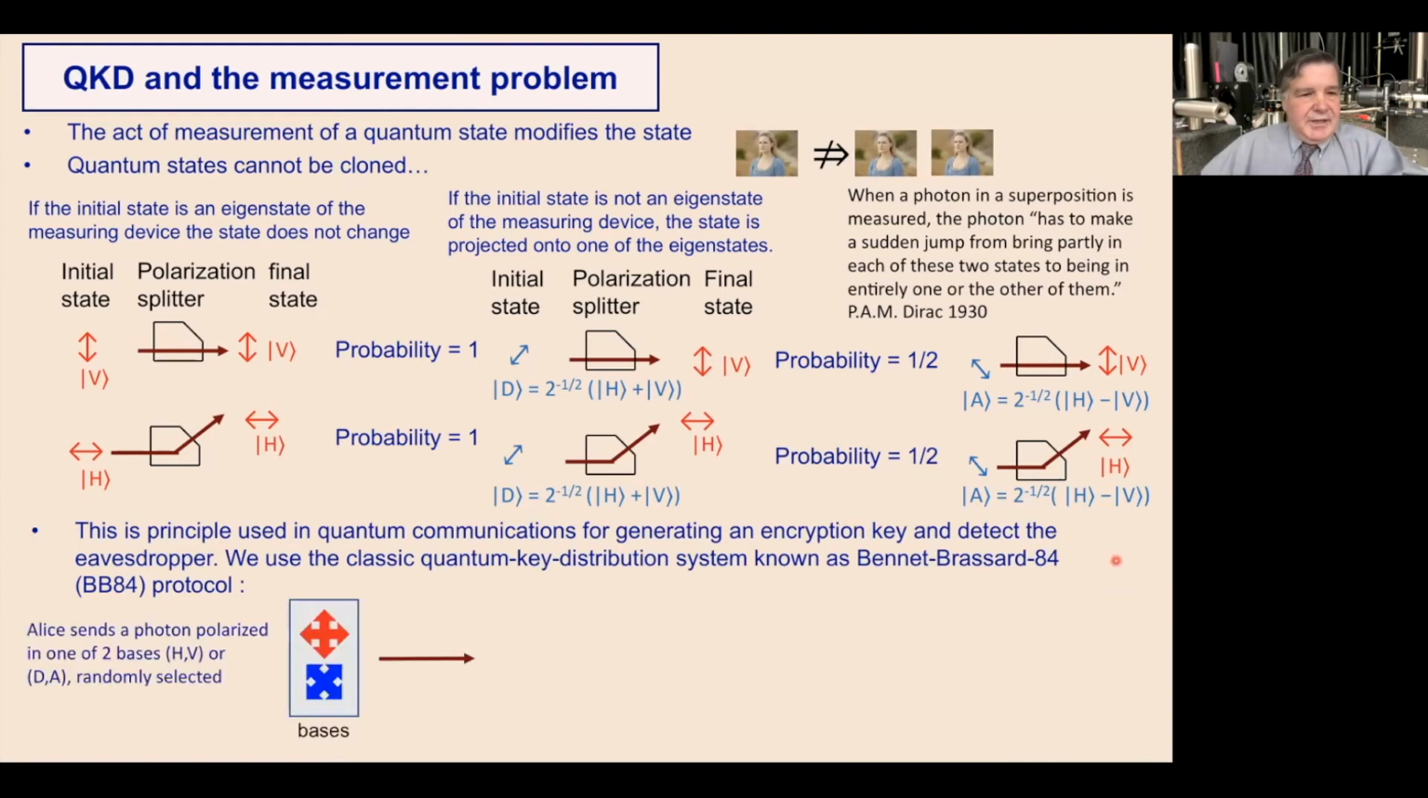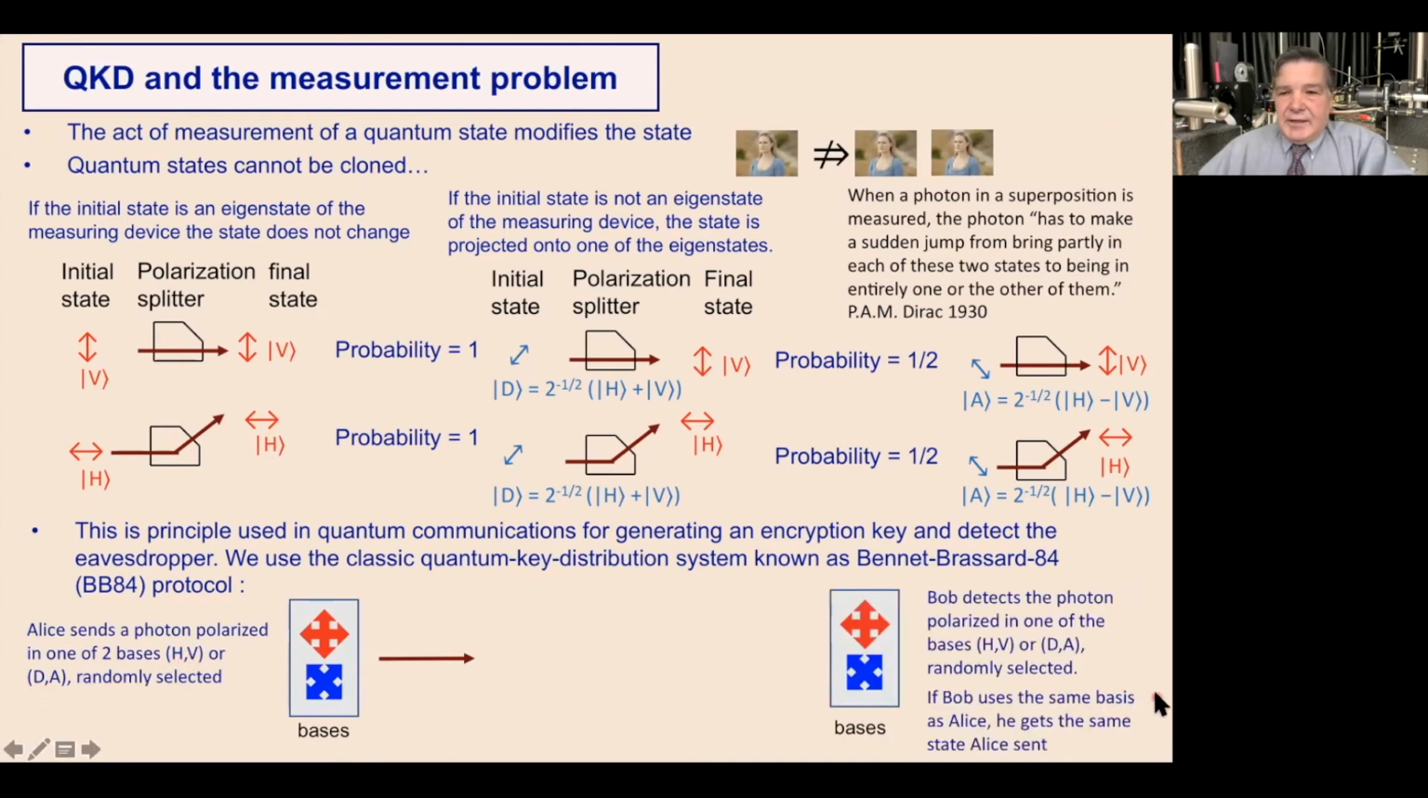I'll get into that. And so the idea is something like this. Alice sends a photon that is polarized in 2 possible ways: horizontal, vertical, or diagonal, anti-diagonal. Then Bob, the receiver, detects the photon, and he uses his splitter, so to speak, to detect horizontal, vertical, or diagonal, anti-diagonal. Since Alice can send in either of the 2, Bob can measure in either of the 2. And if Bob uses the same basis as Alice, so if Alice sends vertical and Bob measures in the vertical-horizontal basis, Bob will get vertical. So if Bob uses the same basis as Alice, he gets the same state that Alice sent.